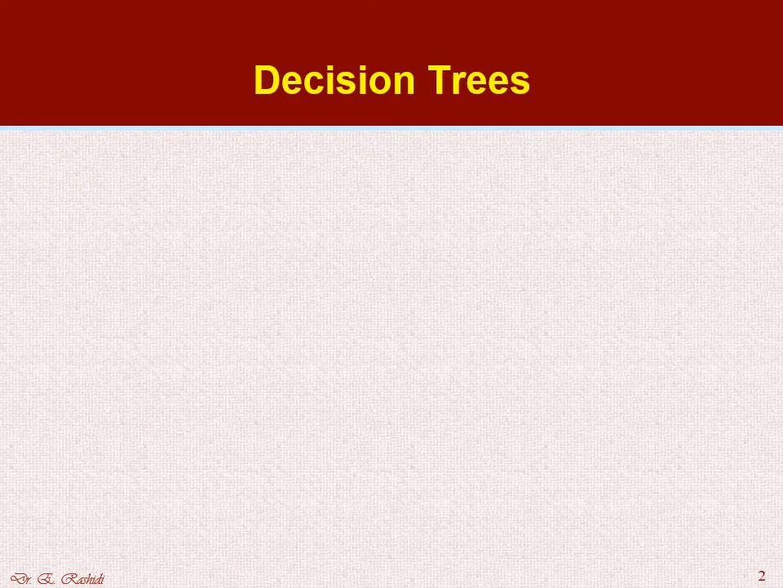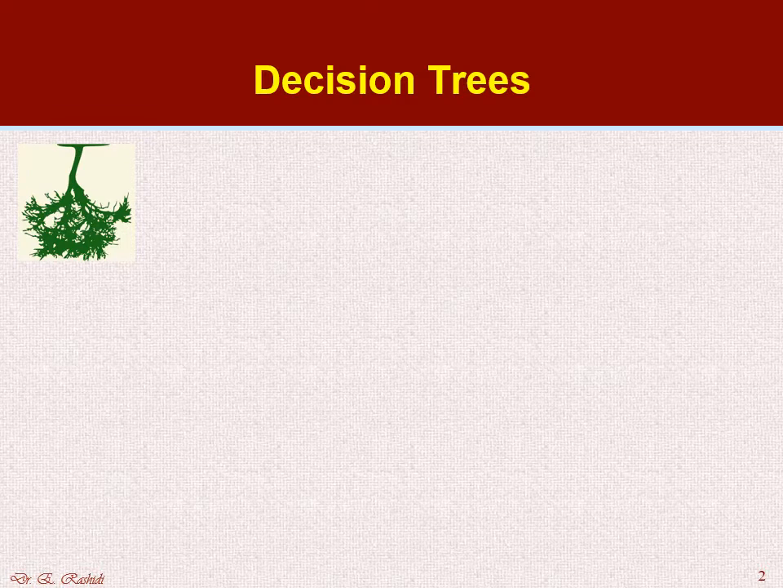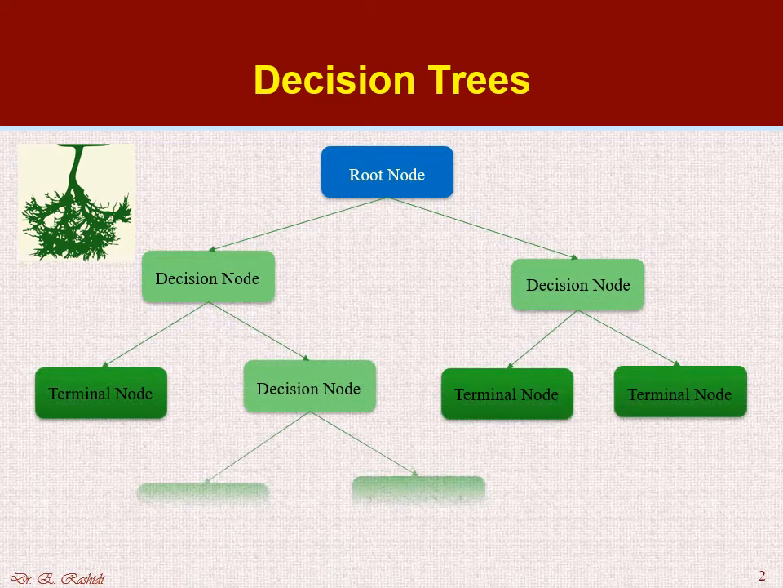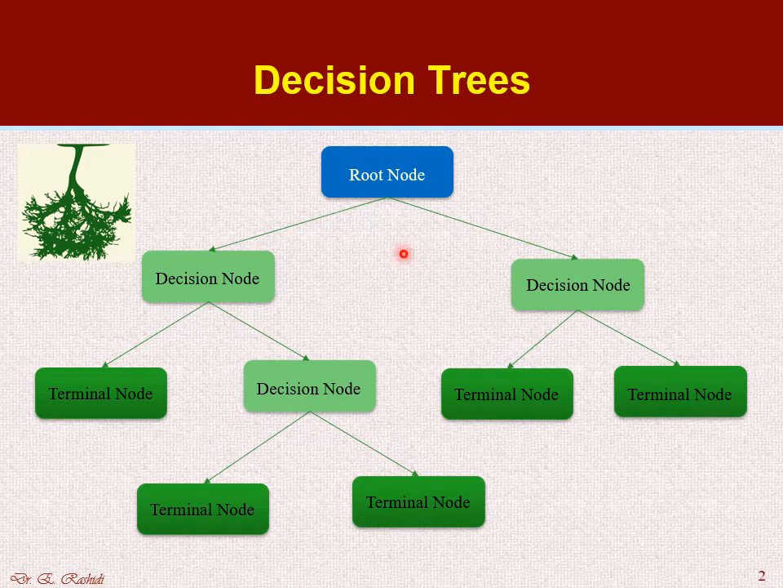Decision trees. A decision tree is an upside-down tree-shaped diagram that is used to determine a course of action. It consists of nodes and arrows, starting from the root node, as the tree is upside down, and branching out to the leaves, the final nodes that you see here.